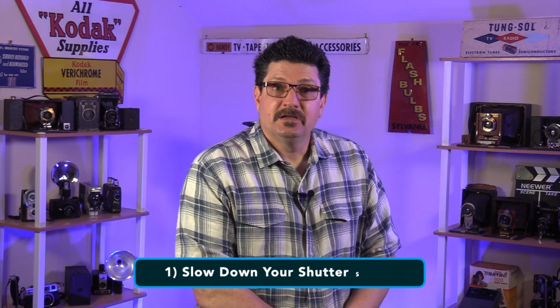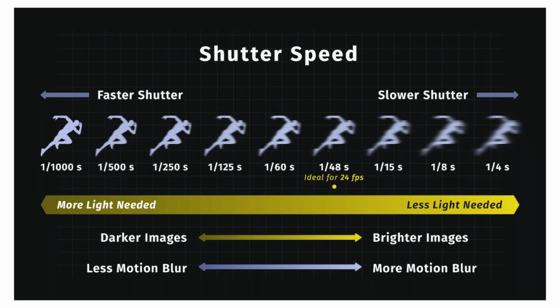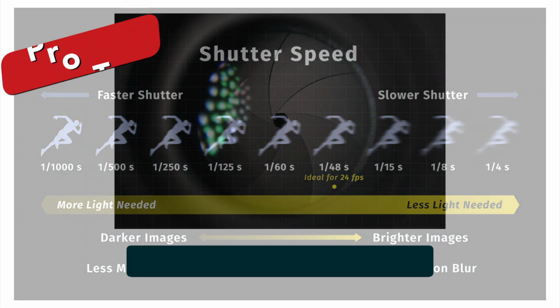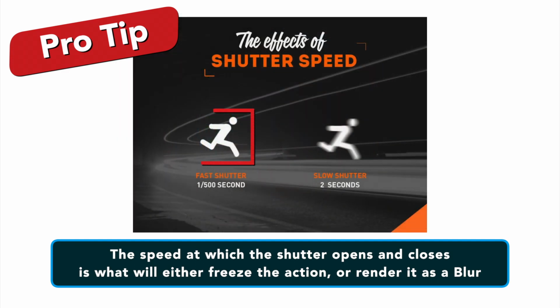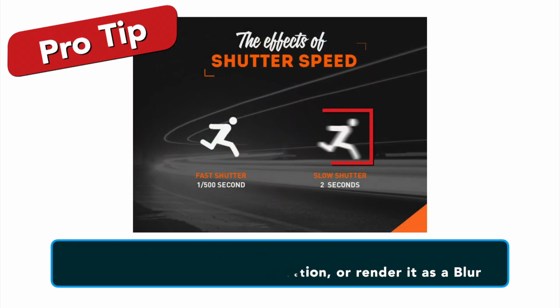Number one is slow down your shutter speed. Your shutter speed is the most important setting when it comes to motion blur. The speed at which the shutter opens and closes is what will either freeze the action or render it as a blur.